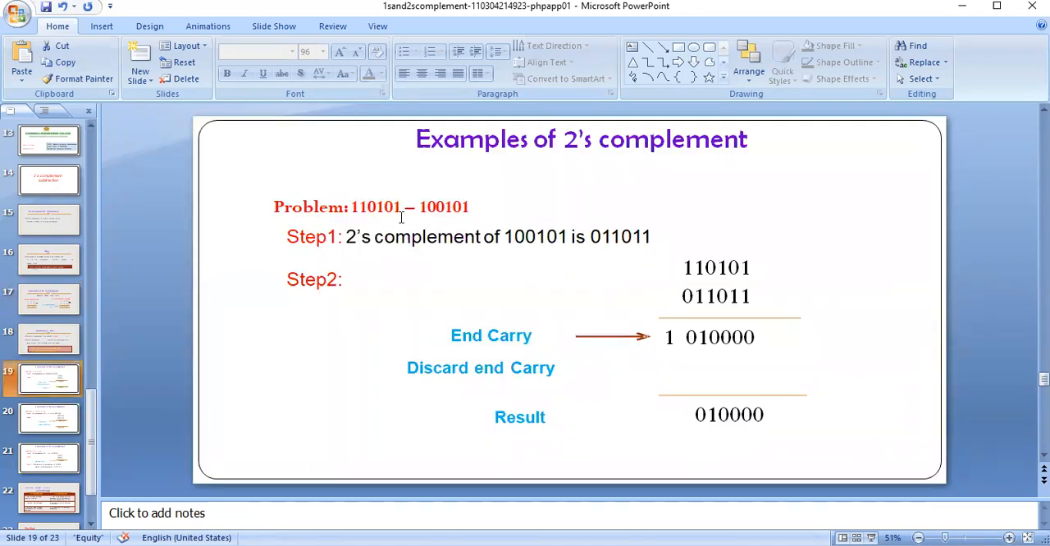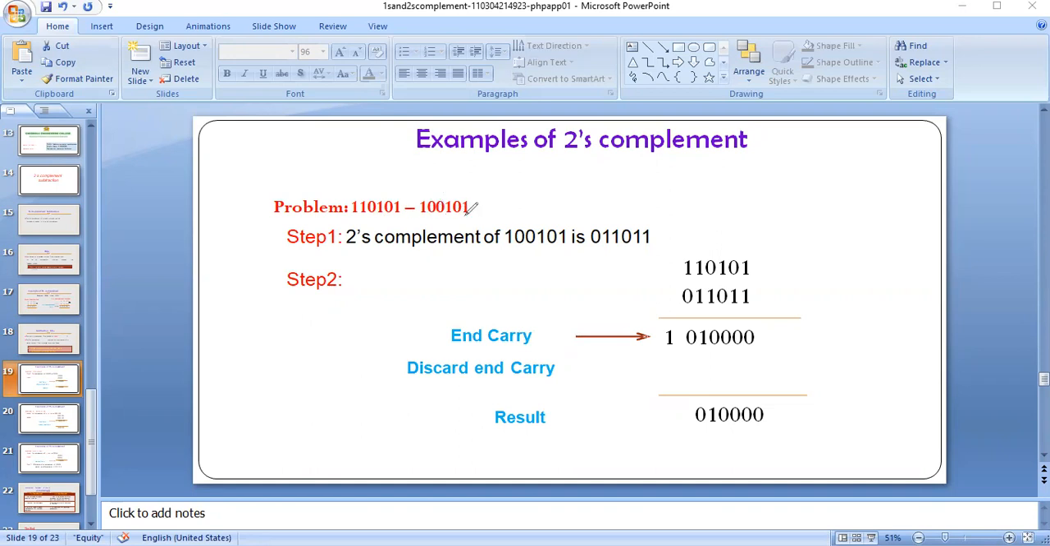Okay, so here also I'm taking some examples. See here, 110101. Here we have 6 bits, and here also we have 6 bits. In the first step, what we have to do is check whether the number of digits are equal or not. So here the number of digits are equal.